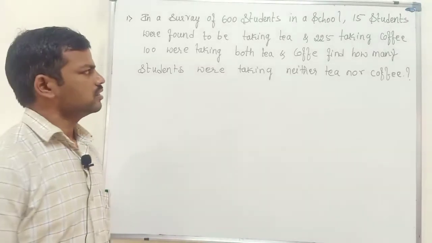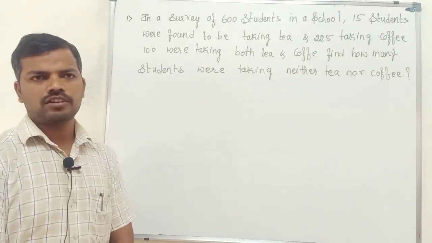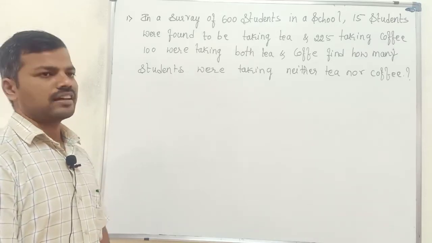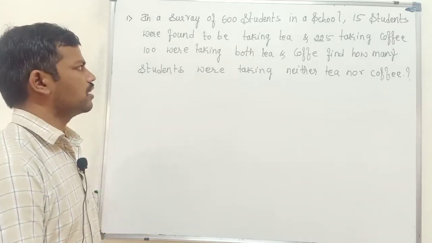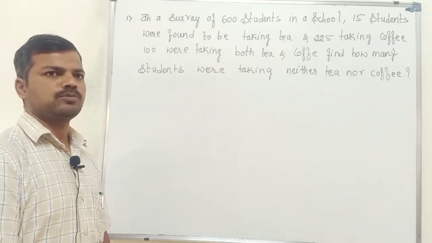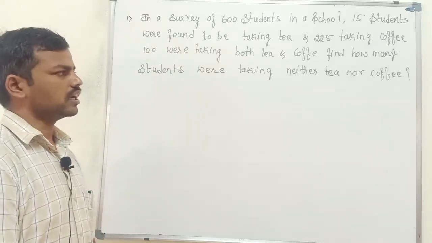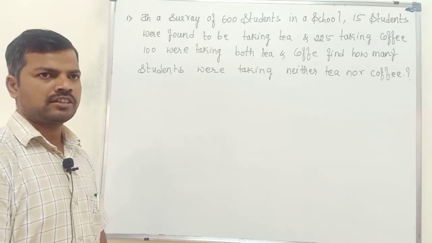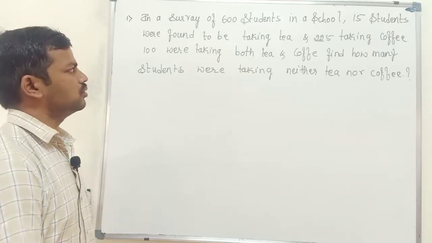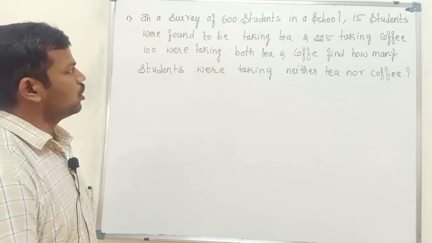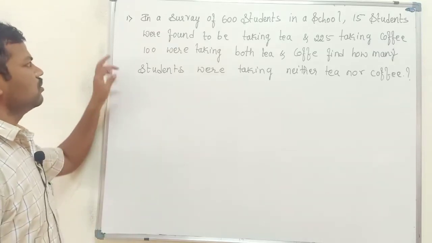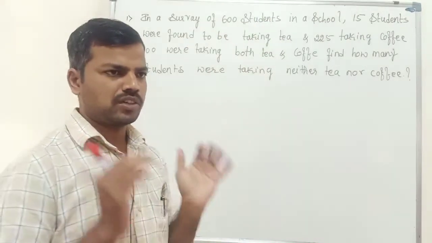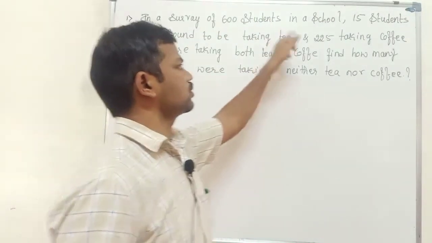Good morning students. In previous video classes we have completed exercise 1.6, and related to that, in the miscellaneous problems we are taking the same concept as 1.6: the number of elements in A union B and A intersection B. In this problem, in a survey of 600 students, we are going to survey 600 students in a school.